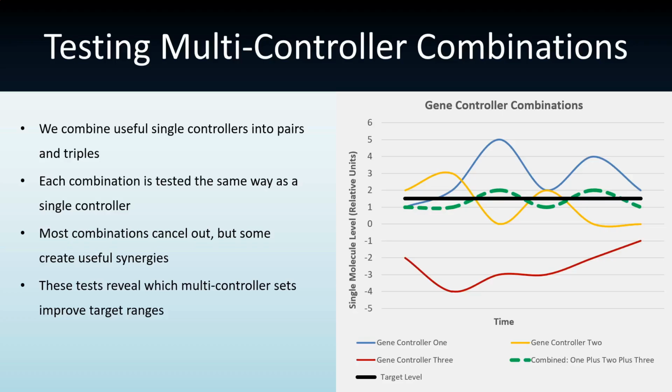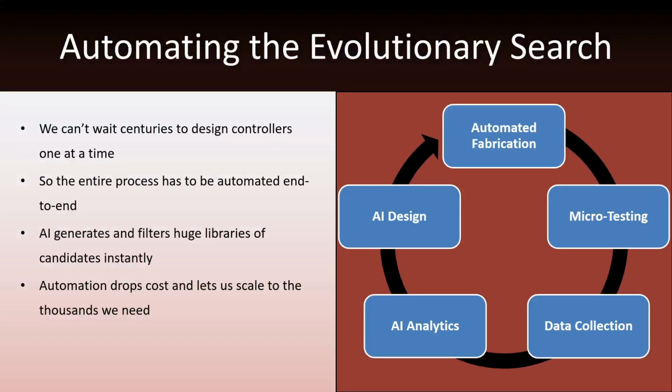Every combination is tested the same way as a single controller. Compare the arrays, extract the deltas, and trace the curves across time. By repeating this process, we can identify combinations that produce clear, stable, and useful molecular patterns. Of course, you might be wondering, won't that be too many combinations to test? That's the challenge we explore in the next slide.